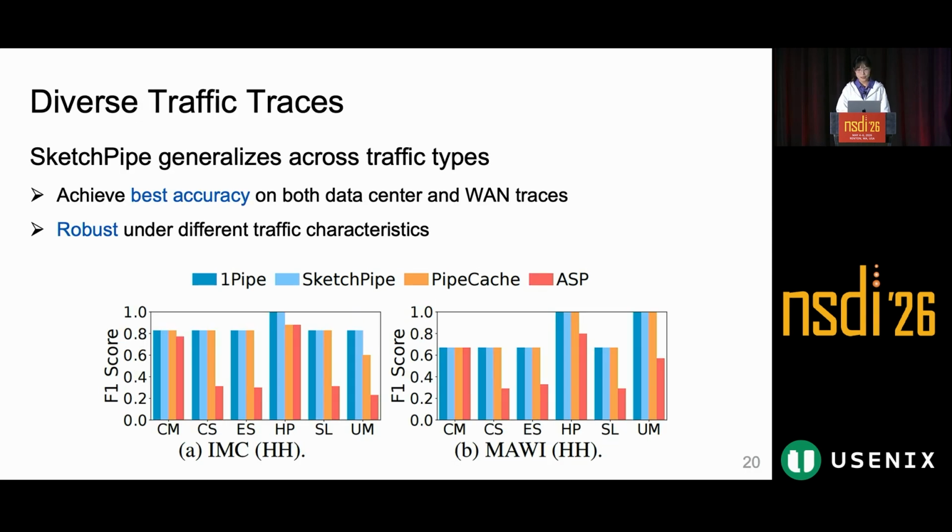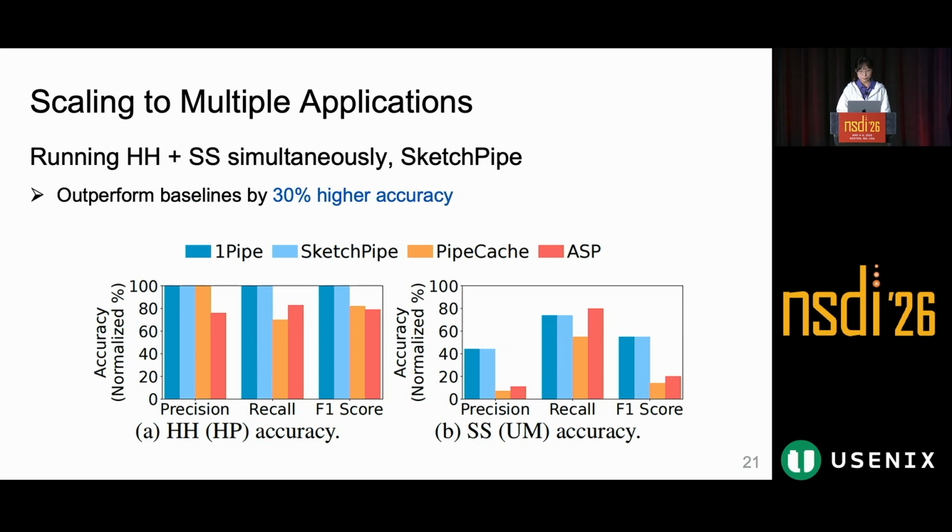We also evaluate SketchPipe under diverse traffic traces. The result shows that SketchPipe generalizes well across both data center and WAN traffic. This is important because traffic characteristics can vary significantly across environments. Data center traffic can be highly skewed, while WAN traffic may have different flow distributions. And across these traces, SketchPipe consistently achieves the best or near best accuracy.